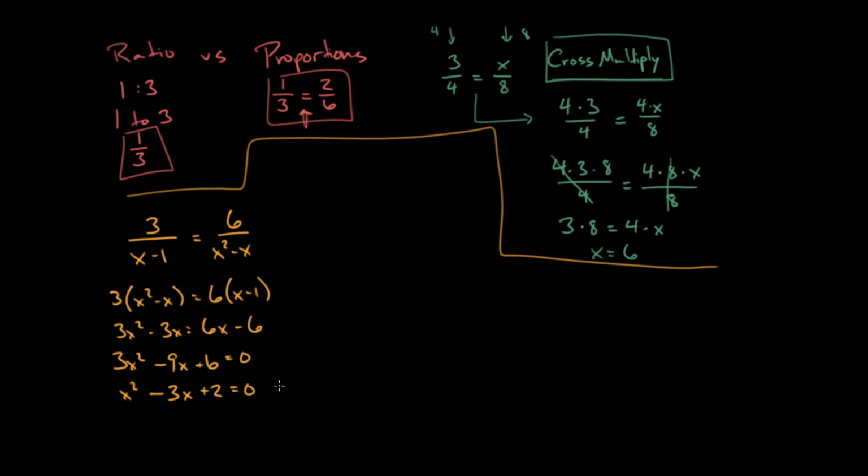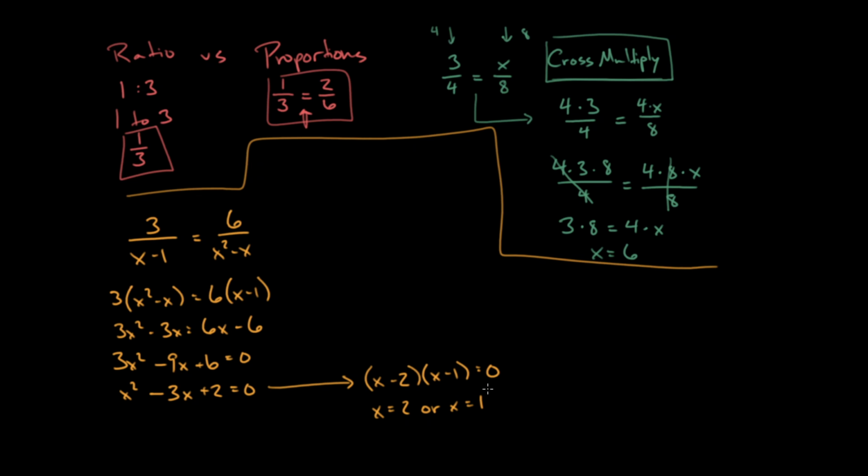So then this I can factor. So what does this factor into? Well, I need two numbers that multiply to be positive 2, and then add to be negative 3. And so those numbers would be negative 2 and negative 1. So what I have is x minus 2 times x minus 1 is equal to 0. And so when I solve this, that means that either x minus 2 has to be equal to 0 or x minus 1 has to be 0. So that means that x is either equal to 2 or x is equal to 1.